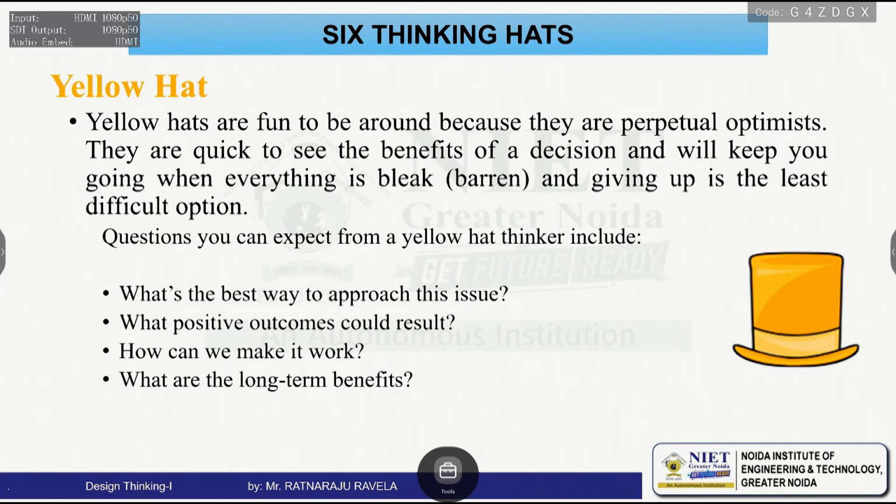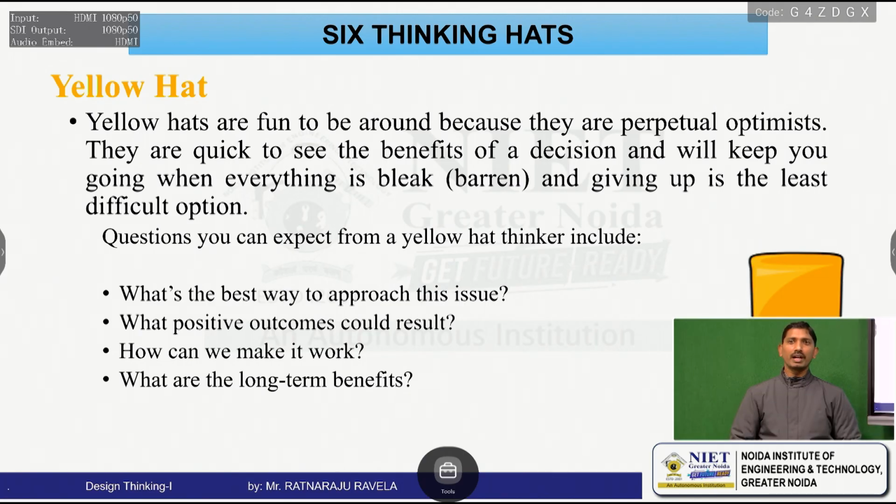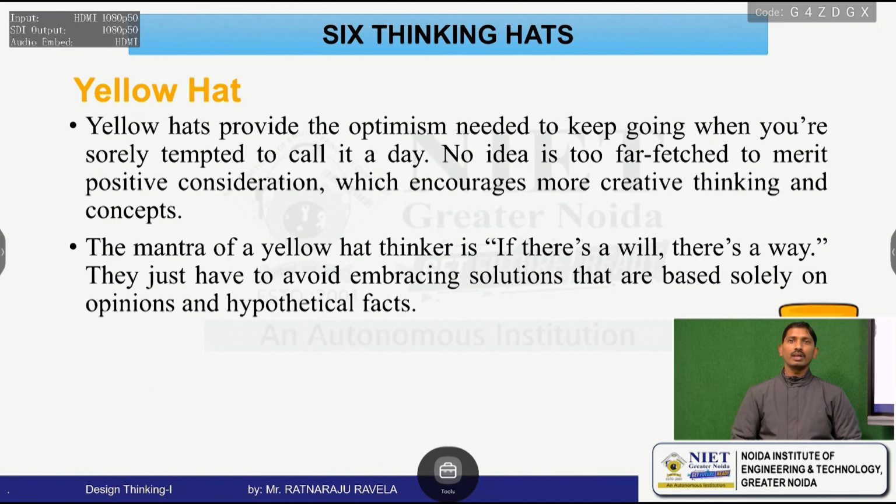Coming to the next one, yellow hat. As I said, yellow hat always symbolizes optimism. It always focuses on the bright side of the idea, the benefits of that idea. The people who wear this yellow hat may have questions such as, what's the best way to approach this issue? What positive outcome could result? How can we make it work? What are the long term benefits? So yellow hat always concentrates on the positive side of the idea that we are going to implement.